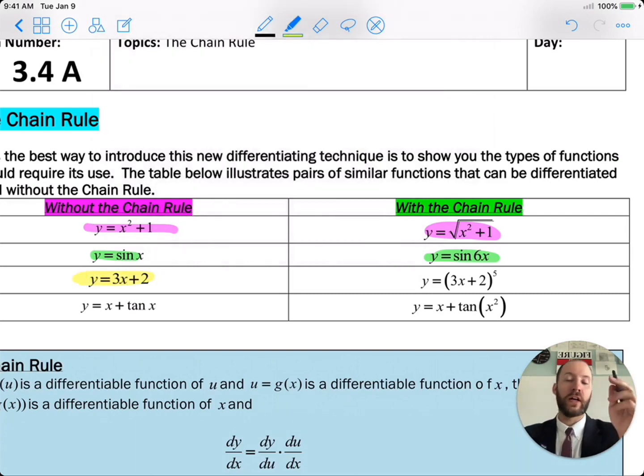You could have done the derivative of 3x plus 2. Now, the quantity 3x plus 2 to the fifth. So a linear raised to a fifth power. So the chain rule allows you to do that. Like before, in the green highlighted, we have x plus tangent x. But if you had x plus tangent of x squared, so a quadratic plugged into a trig function.